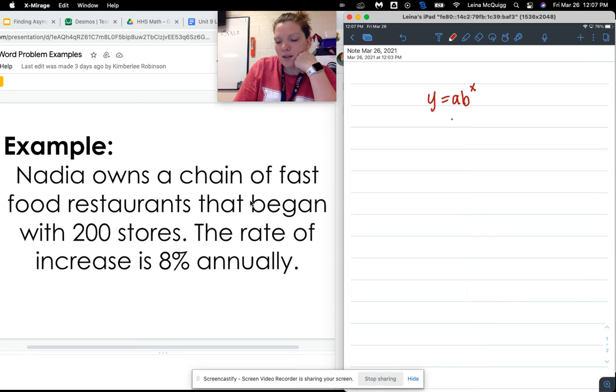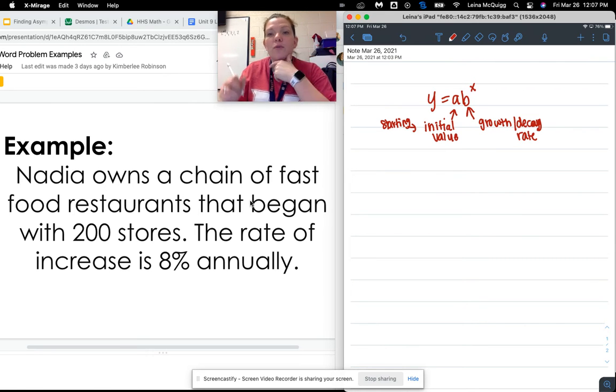Last week we talked about how a is our y-intercept, and we also said it's our initial value. Initial means starting, so it's our starting value. B was our growth or decay rate, so it's either the growth rate or the decay rate. How fast are we growing or how fast are we dying?